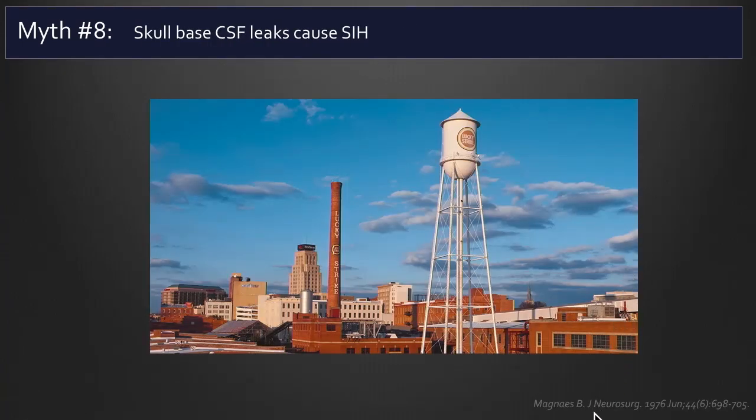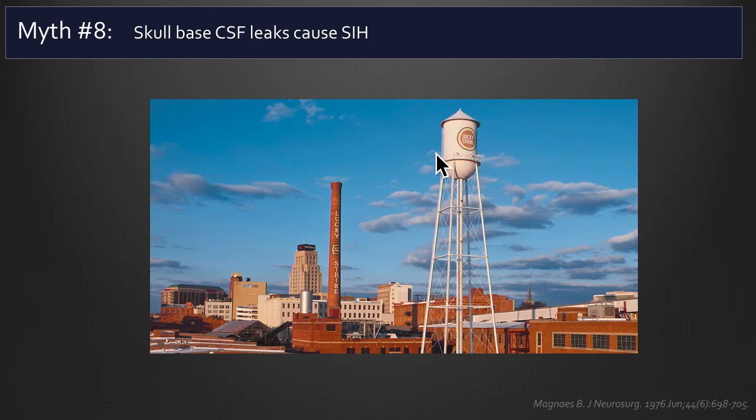This one has been addressed before, but skull-based CSF leaks cause intracranial hypotension. It always makes me think of a water tower. This is downtown Durham. You've got this beautiful Lucky Strike water tower, which I think they preserved just so I would have something to talk about at meetings. But this is the head.